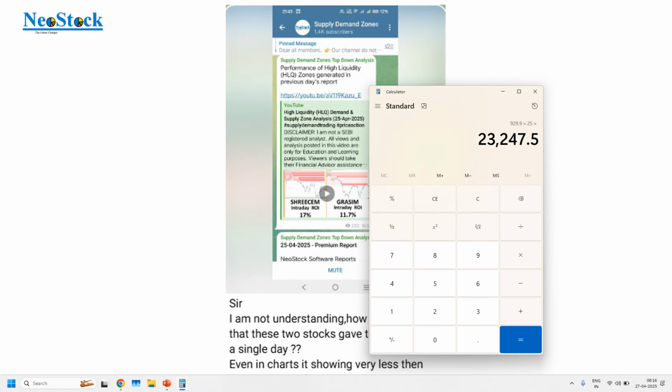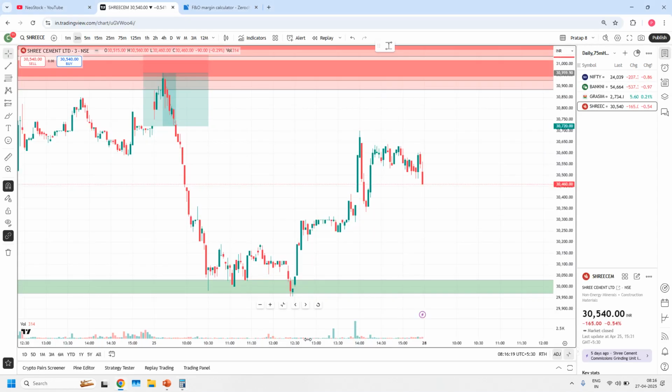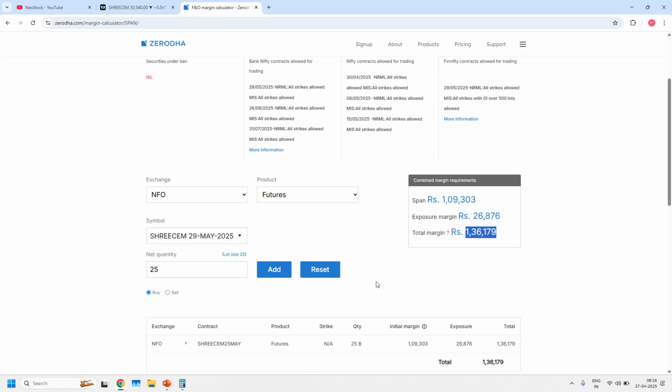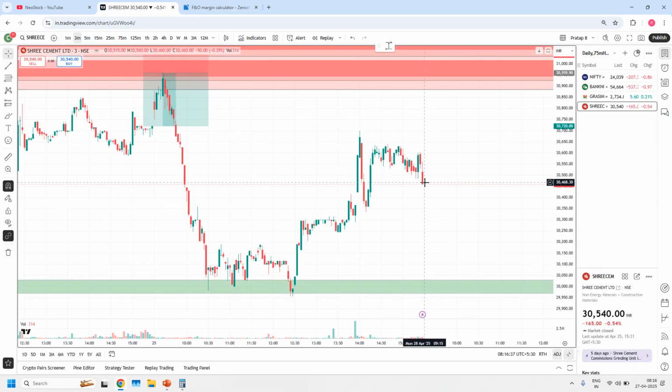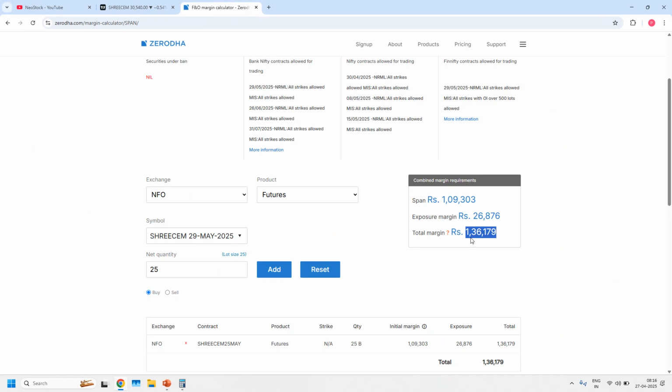We are taking our trades in futures. In futures, instead of investing 7,73,990 rupees, how much are you investing? Only 1,36,179. That is at the closing price. If the trade is at this level, obviously the margin value might have increased by another 200 or 300 rupees. That's why I am approximately adding and taking 1,36,500 rupees. That is the higher value, not more than that.